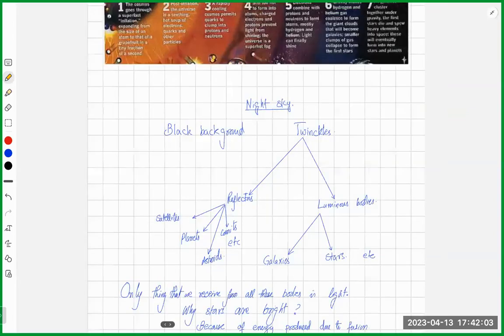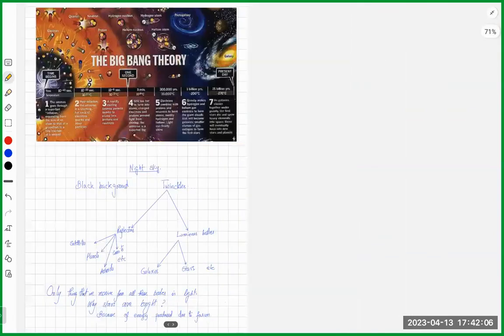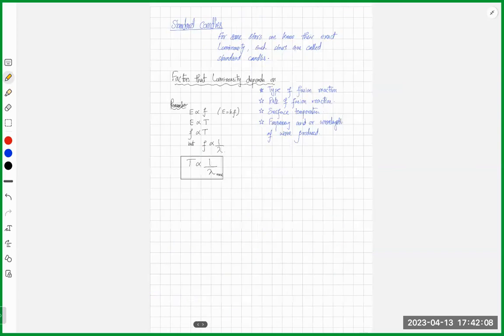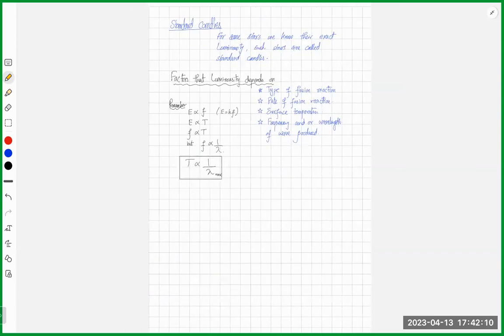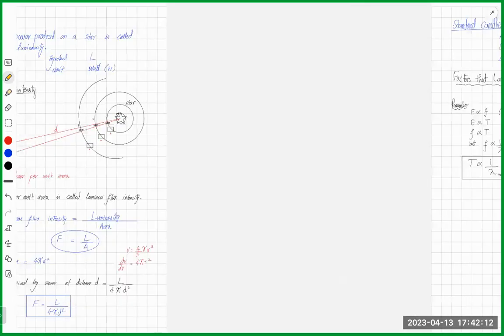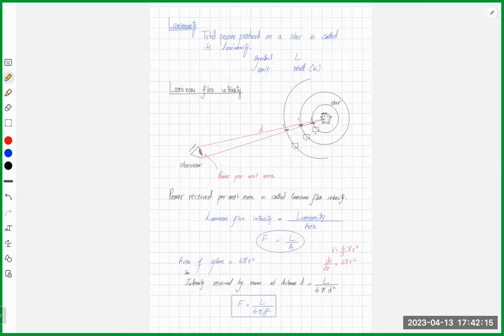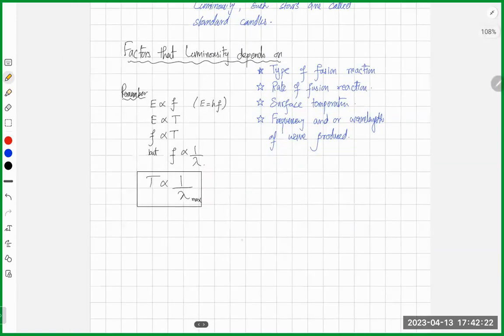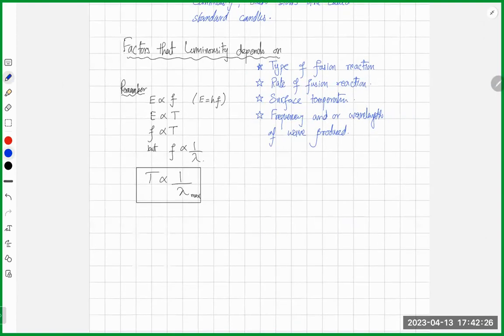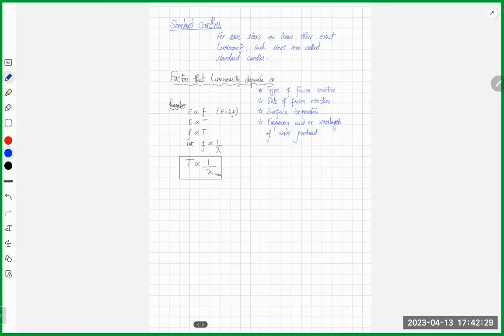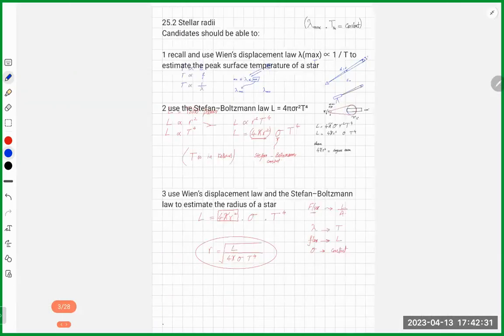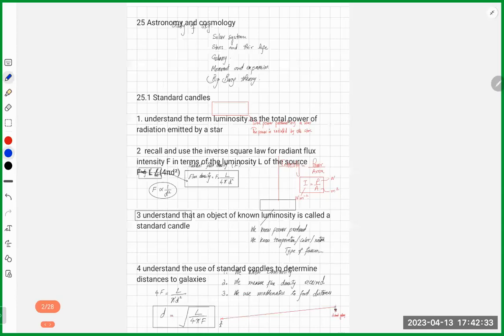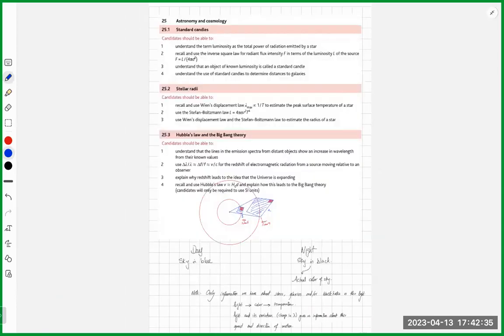According to the syllabus, we have done everything. There's one formula left, I guess. That was for luminosity. It is sigma r.